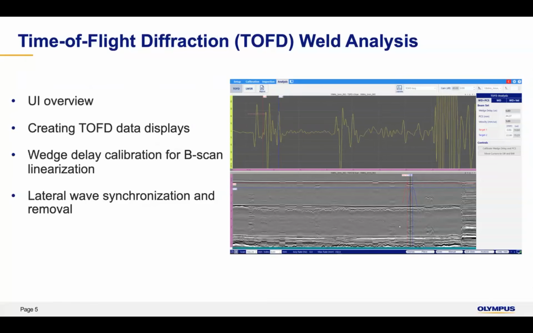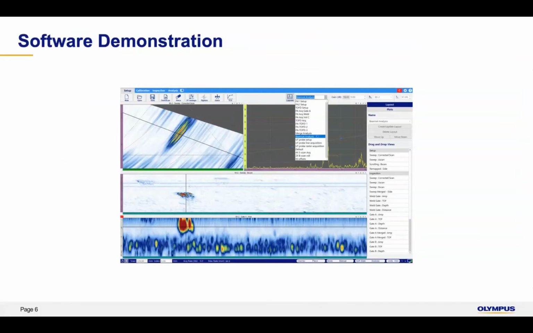The UI overview will also include TOF. So we'll go phased array and the TOF. The TOF in WeldSight is very simple, only requires a couple clicks and a short explanation, but we'll be referencing this back and forth from the phased array data, and that includes the calibration functions for analysis, linearization of the B-scan, and synchronization and removal tools. So without any further delay, we'll go ahead and jump into WeldSight software.